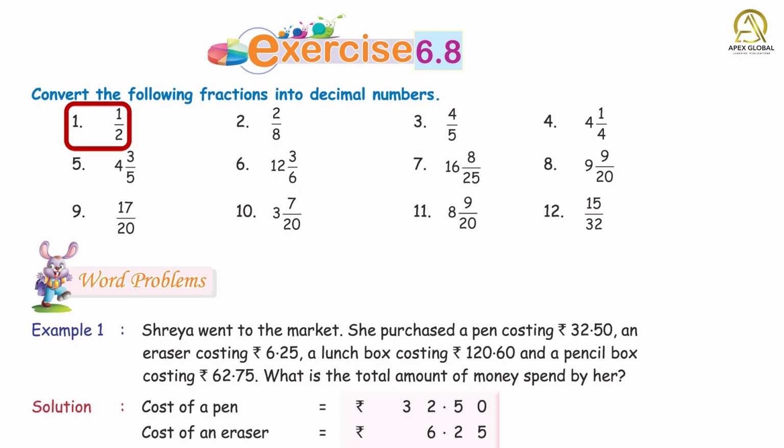1. 1 upon 2. 2. 2 upon 8. 3. 4 upon 5. 4. 4 1 upon 4. 5. 4 3 upon 5. 6. 12 3 upon 6. 7. 16 8 upon 25.